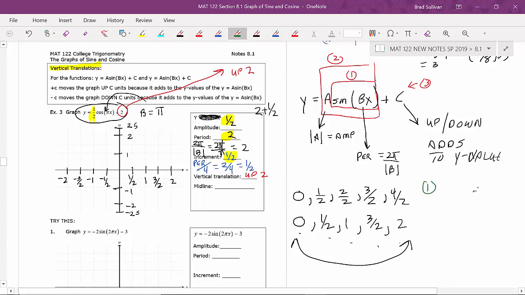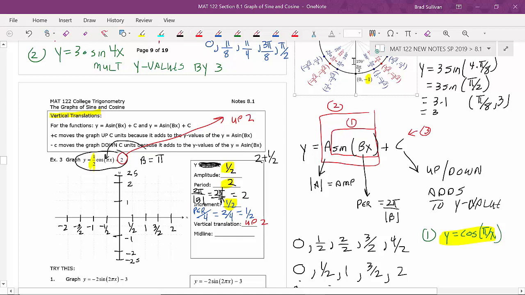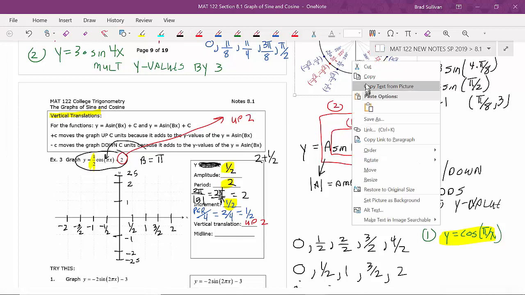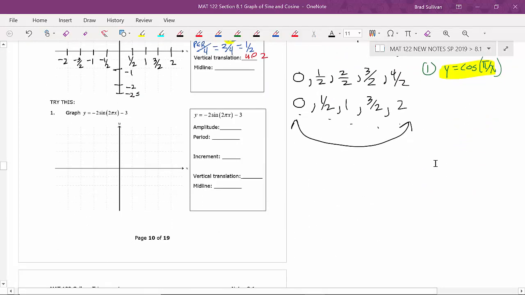Okay, so stage 1 is we're just going to do y equals cosine of pi x. We're going to work inside out, and we're only going to focus on this. And here's how it goes. So what you have is the starting point on a cosine is 0, 1. Again, you can look at a unit circle. I'm going to copy and paste this unit circle and show you what my thought process is here.